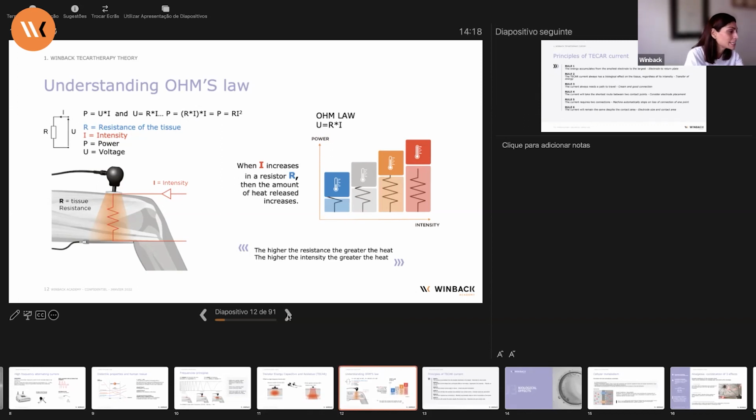And what does it tell us? Well, when we increase the intensity and we have more resistance, then we have more heat released, okay? So we have two things that will have influence on the energy that we are applying. One is the intensity that we choose, and the other one is the resistance of the tissue that we are working on. Okay, so one big thing, if you work on a muscle that is contracted, it will have more intensity, but because it will resist more to the passage of the current.